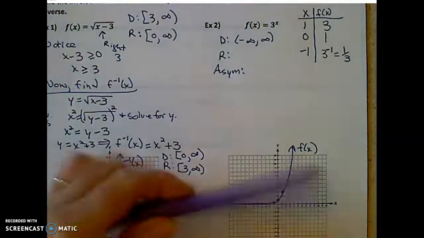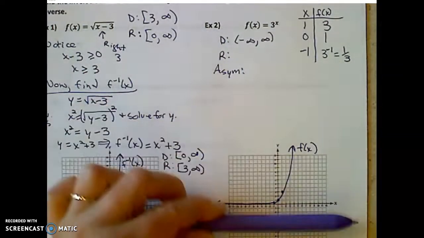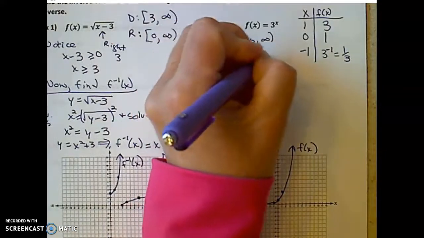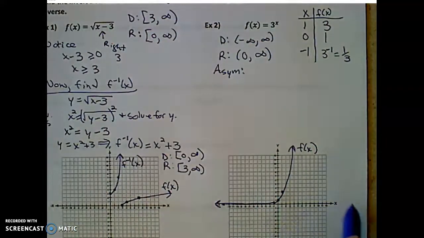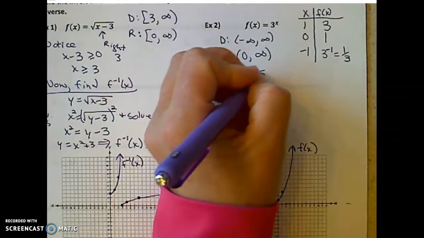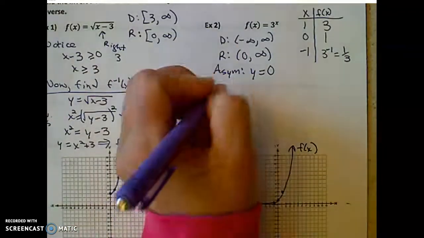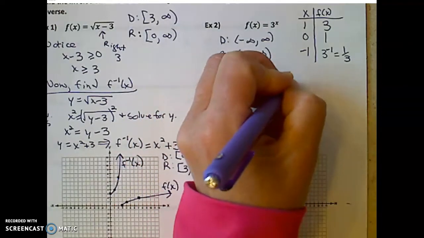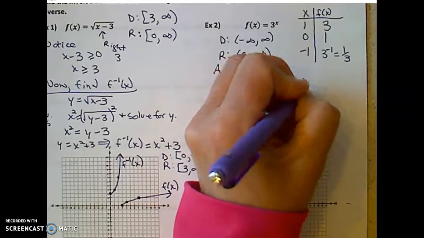But the range of values, my y values start at 0 and go up. And notice I'll never touch y equals 0, so the range is from 0 to infinity, and we scooch along that asymptote. That asymptote is horizontal, so it's y is equal to 0. Okay, now we're going to find f inverse of x.